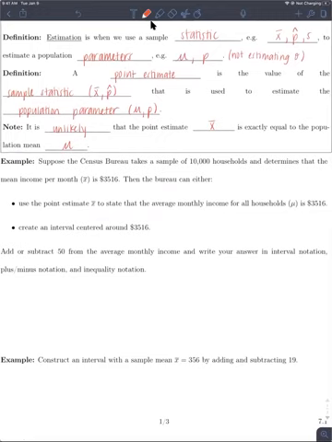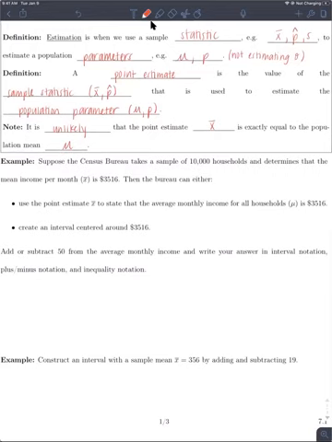But anyway, suppose the Census Bureau takes a sample of 10,000 households and determines that their mean income per month is $3,516. What they can do is use that to state that the average monthly income for all households is $3,500. But again, that's a little unreasonable. They only took a sample of 10,000 households. I want to say that that's not a lot of households for everybody in America, right?